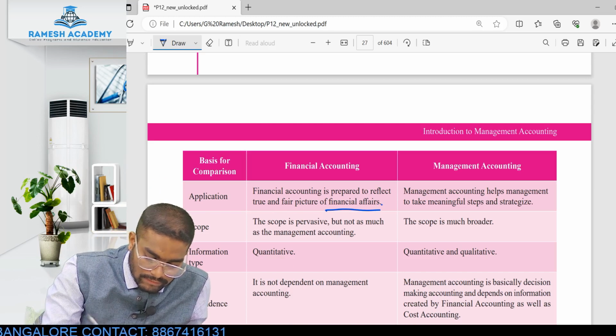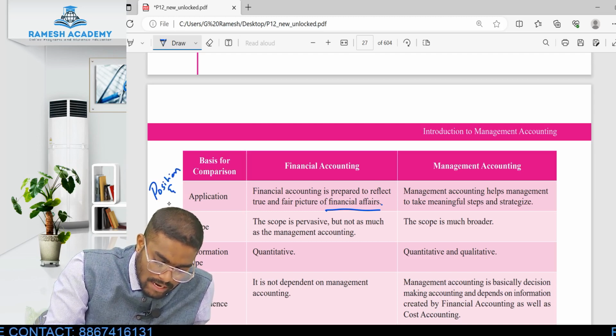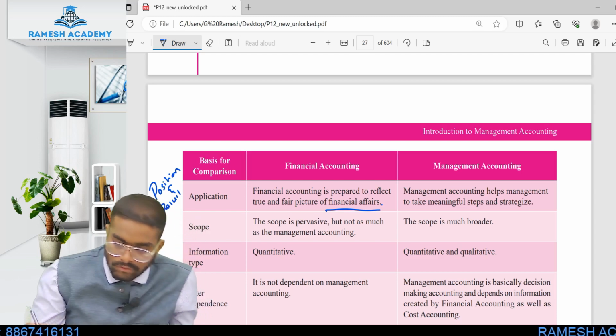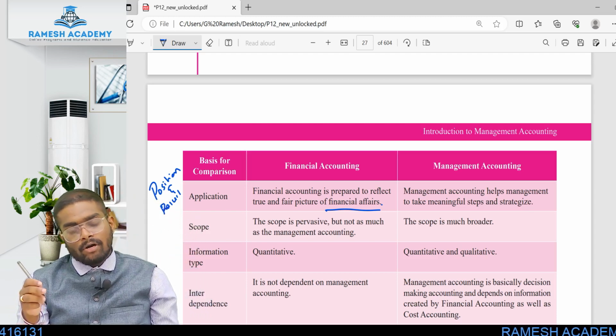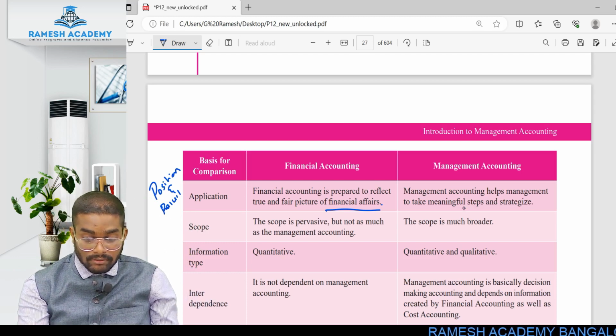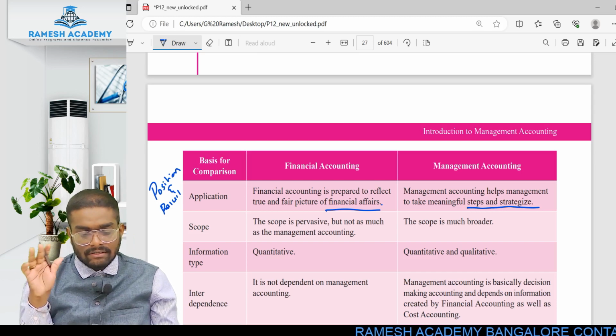I'll write it like this: position and the result. So what does management accounting do? Management accounting helps to take meaningful steps and strategies. It is a larger picture, that's all.